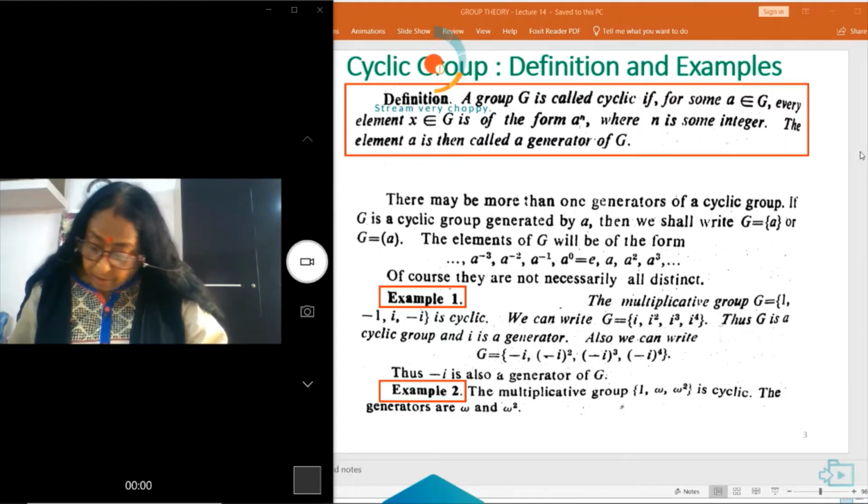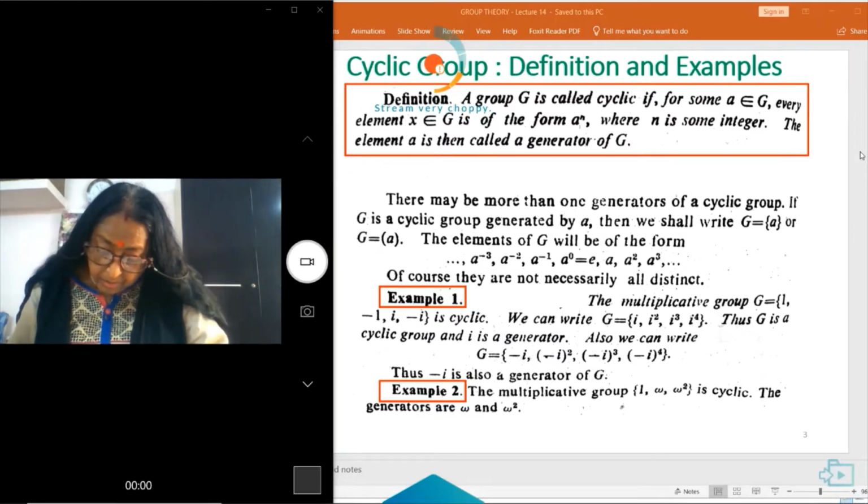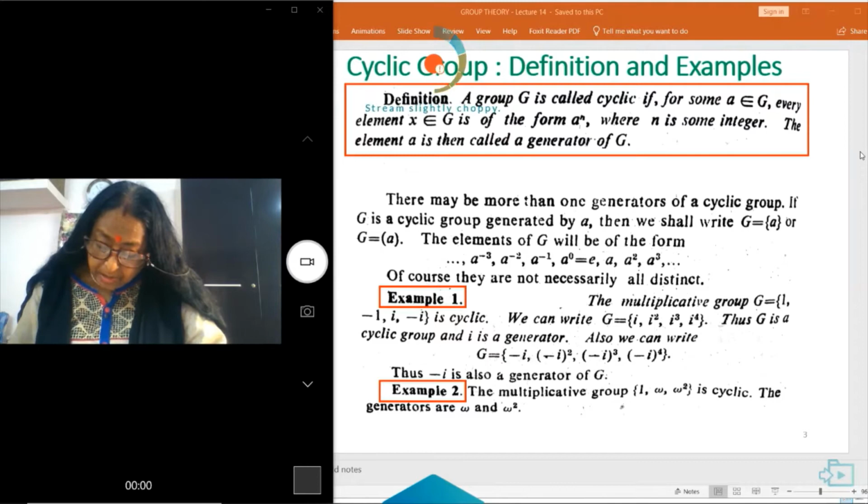Now, the multiplicative group of 1, minus 1, i, minus i is cyclic. We can write G is equal to i, i square, i cube, i to the power 4. That is, G is a cyclic group and i is the generator. Also, we can write G is equal to minus i, minus i square, minus i cube, minus i to the power 4. Hence, minus i is also a generator of G. So, i and minus i both are generators of G.